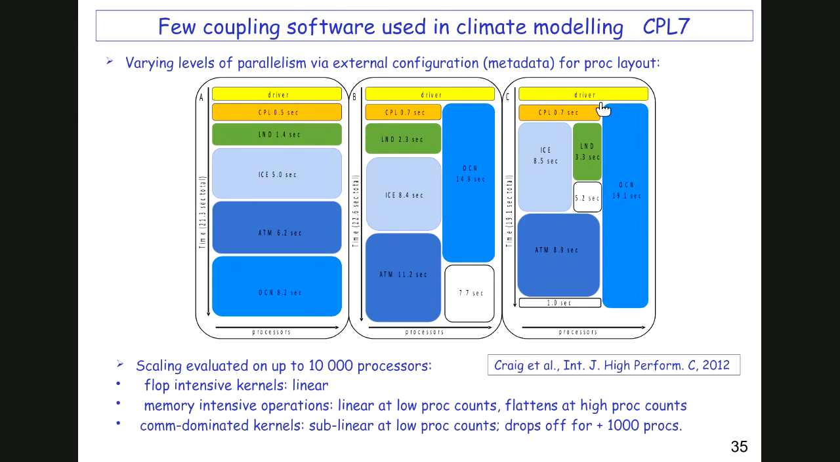And you may have here another layout in which the ocean is again going concurrently on a different set of cores, and in this layout you have the ice and the land also going concurrently, but then sequentially with respect to the atmosphere.